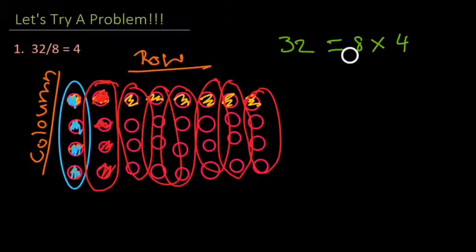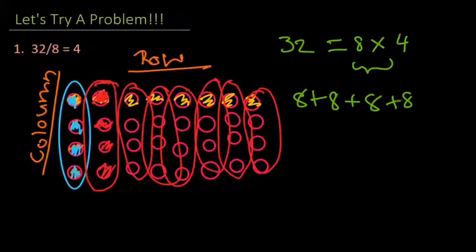8 times 4 is basically 8 plus 8 plus 8 plus 8, because multiplication is repeated addition and division is just repeated subtraction. So we have 8 plus 8 plus 8 plus 8. 8 plus 8 is equal to 16. 16 plus 8 is equal to 24. 24 plus 8 is equal to 32. So we got the answer right. That is how you check it.